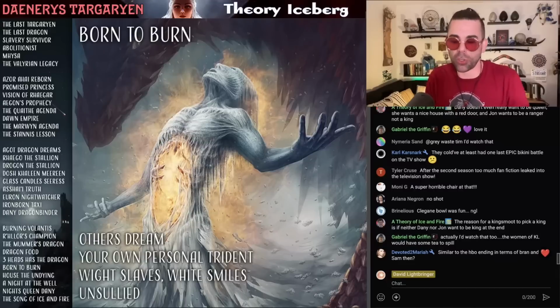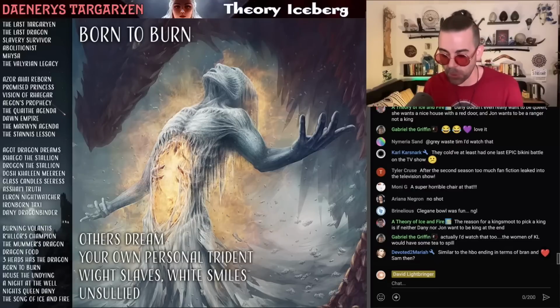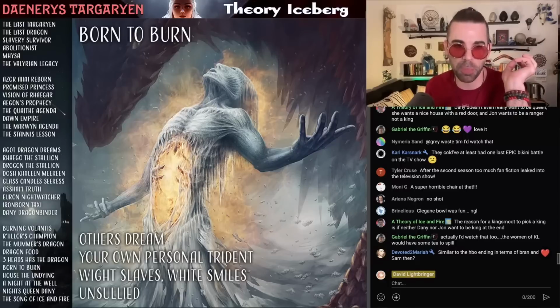I would suggest that the Trident River is probably the wall, where she's sort of flying over the wall and burning them, but whatever. Also, if the wall comes down and melts, it says it turns the trident into a torrent. You might have a river where the wall used to be. So Dany has her trident dream, but it's really fighting the others.